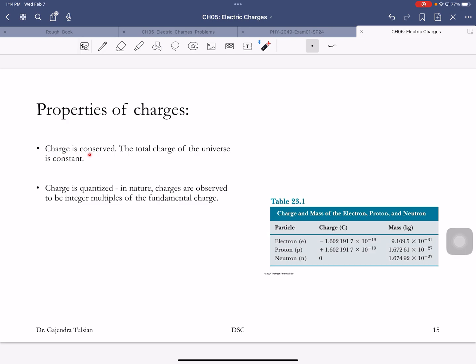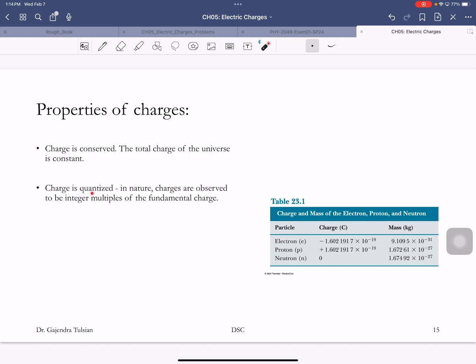The total charge of the universe is constant, whatever it is. And presumably it's 0. So no matter what you do, the charge of the universe will remain 0. So the total charge of the universe is constant, and as far as we know, it's 0.